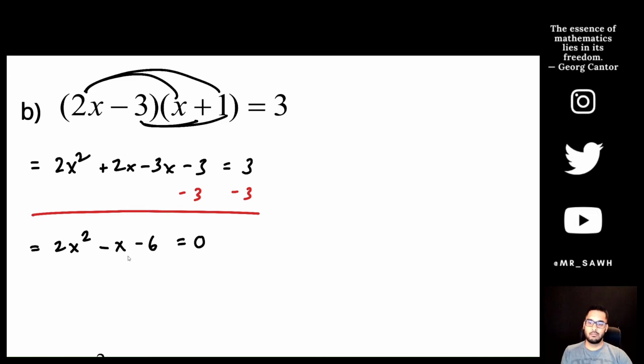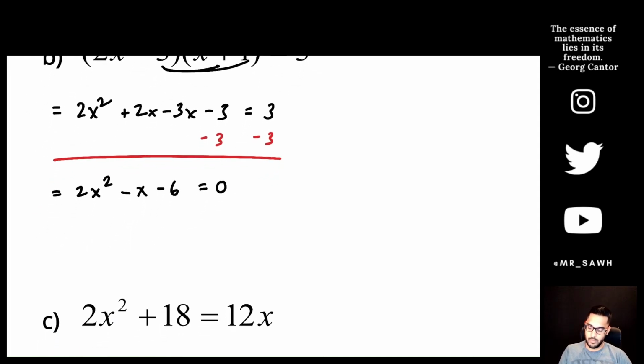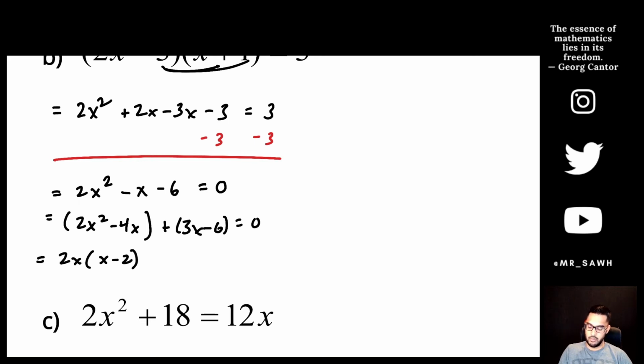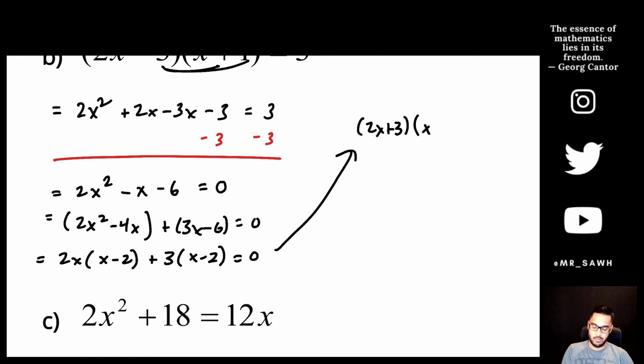Now I gotta factor this. Just like we talked about in the last video, find two numbers that multiply to negative 6 and add to negative 1. Negative 4 and 3 are going to be your numbers. So a negative 4x and a positive 3x, and I can group those up together. Find your common factor of 2x to get you an x minus 2. The other one has a common factor of 3, again for an x minus 2. So that means I can fully factor this into 2x plus 3 for one of them, x minus 2 for the other, and now it's equal to 0.